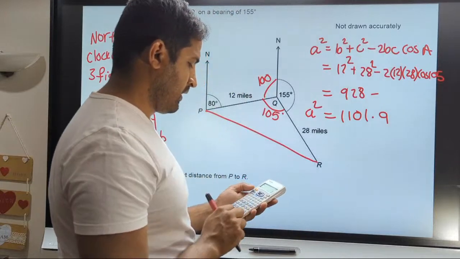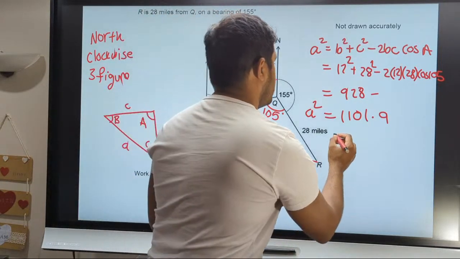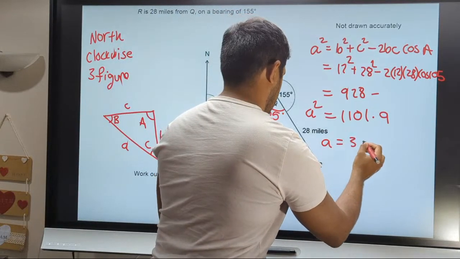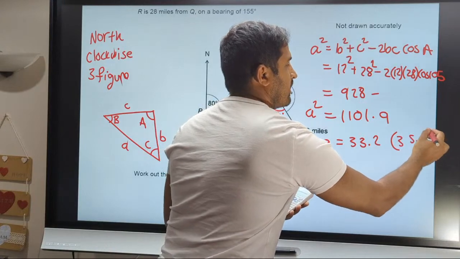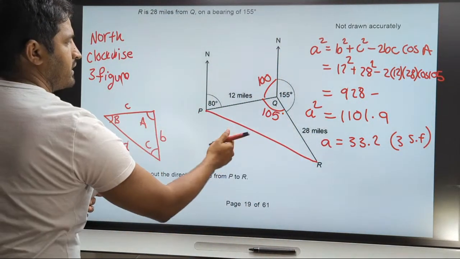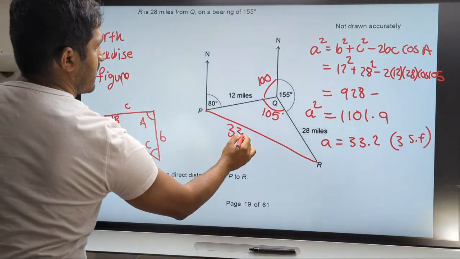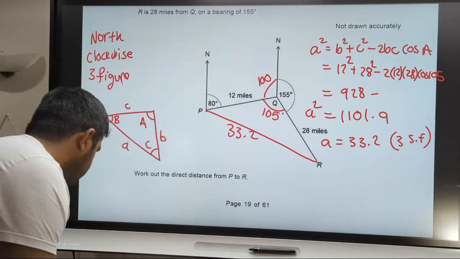Now I need to square root the answer, and I get a equal to 33.2 at 3 significant figures. So again, you just needed to use the calculator. So that length, the direct distance from P to I, is 33.2, and we use the cosine rule to work it out.